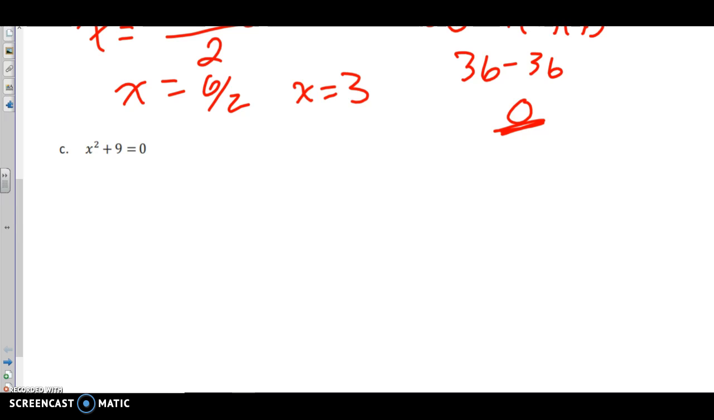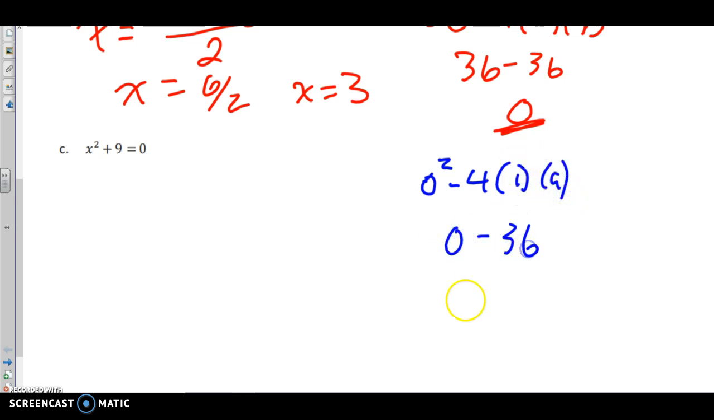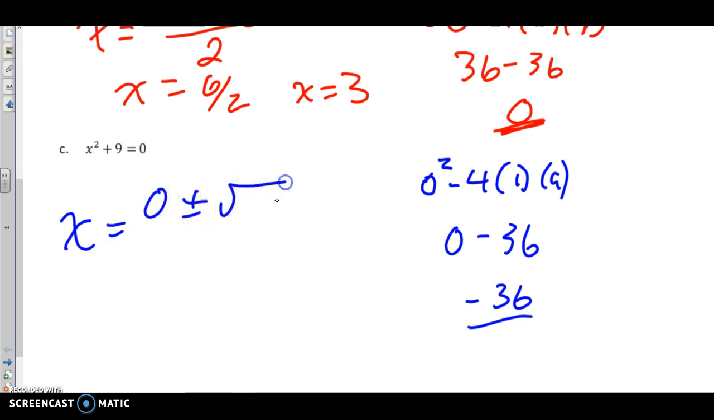So C, discriminant value, b squared, b is 0, minus 4ac, 4 times 1 times 9. I get 0 minus 36, or -36. So when I solve my quadratic formula, I get 0 plus or minus the square root of -36, all over 2a.